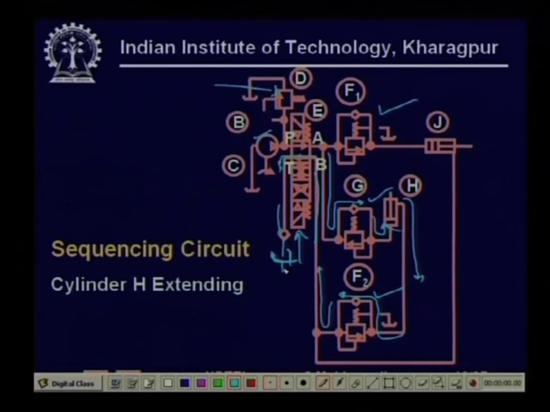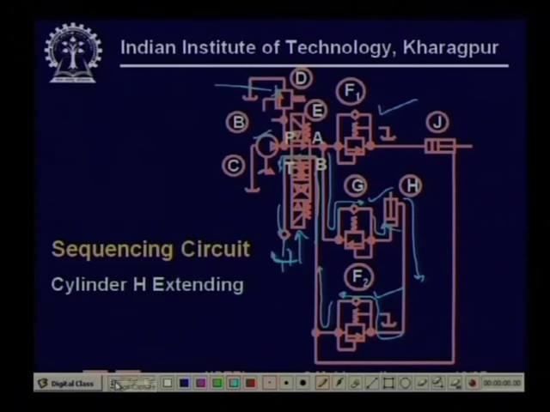After some time, what will happen is that cylinder H will stop. It comes across a mechanical stop. Now what happens?